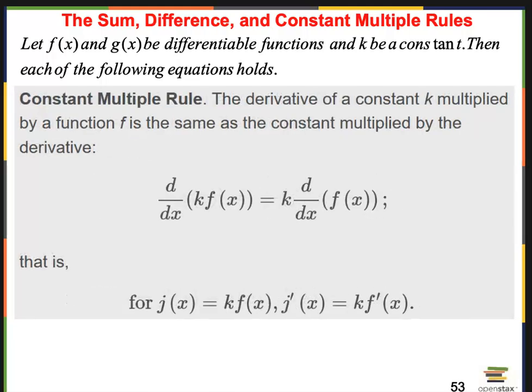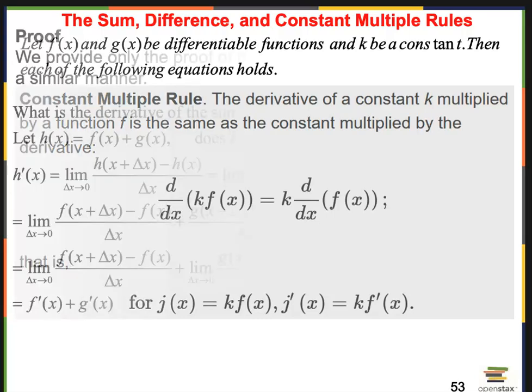And here we're going to look at the constant multiple rule. So what if we have a constant in front of or multiplied by our functions? If we want to take the derivative of a constant times a function, then we would have that constant times the derivative of the function. And again, for j of x equals k times f of x, then j prime of x would be k, the constant, times the derivative of f of x.